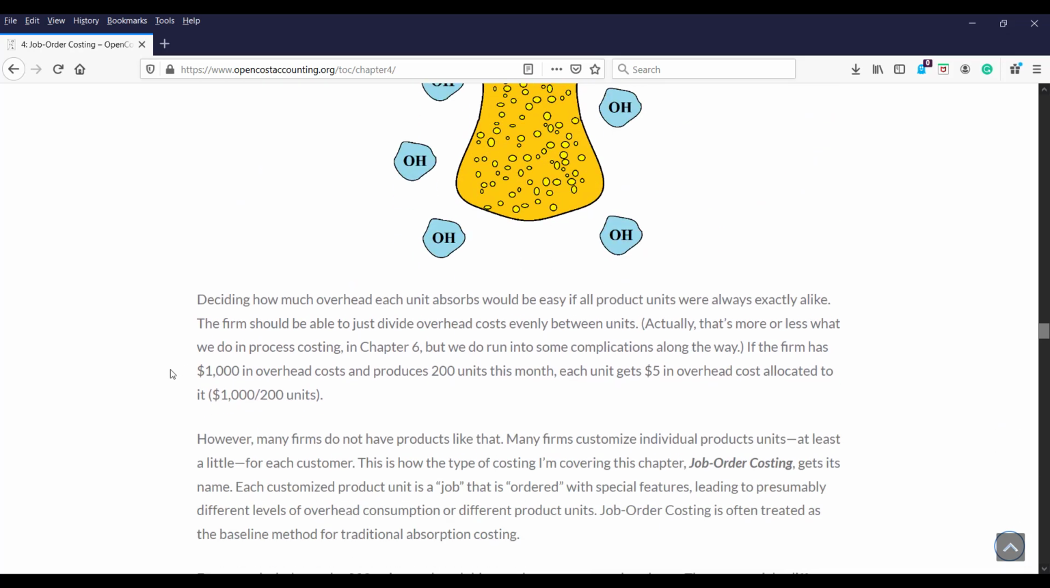It's the job or the order. If you can give it a job name or an order number, and it makes sense to do that, it's likely that the jobs and orders are customizable enough that you should use job order costing, or at least that's one of the paradigms you could use.